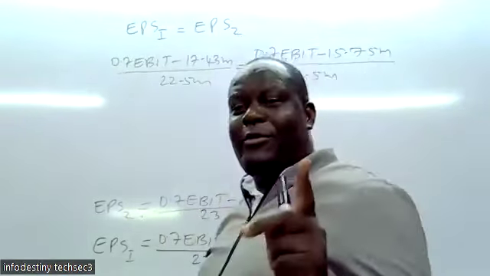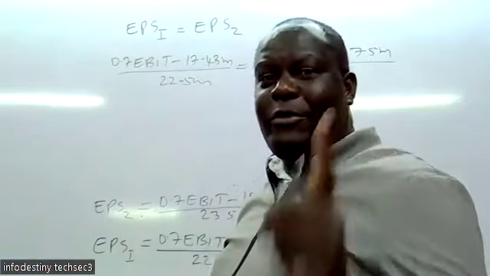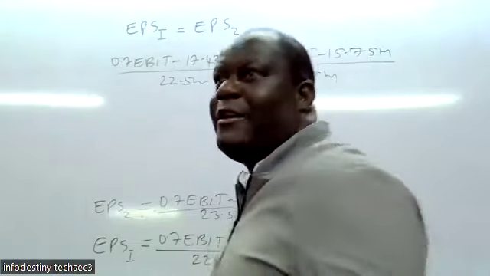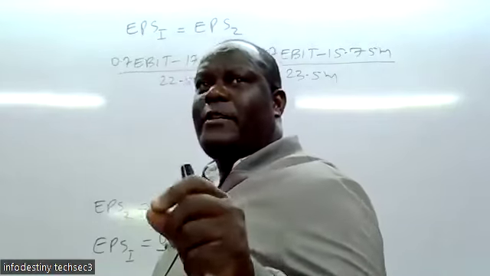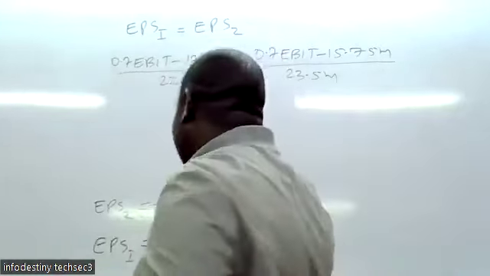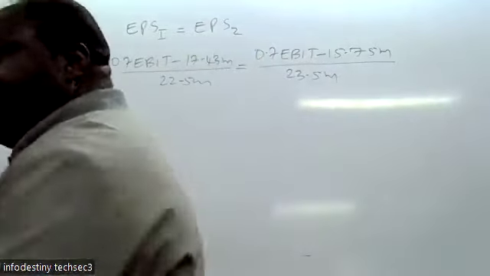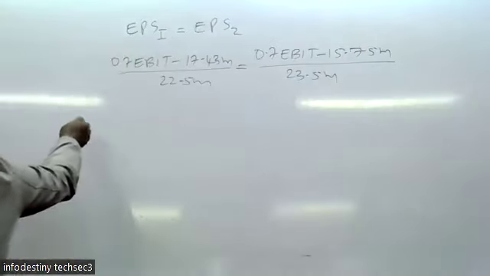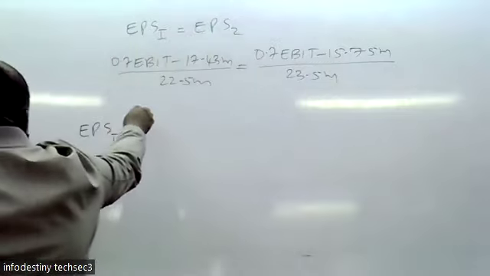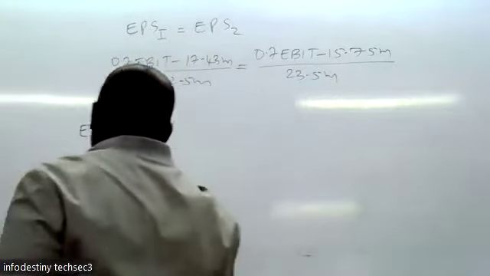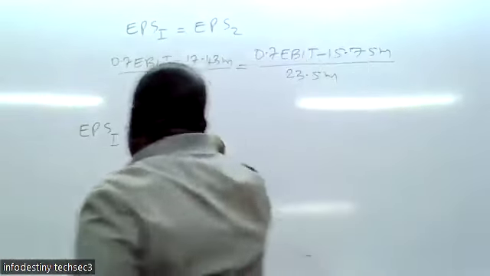So we go back to the two equations. Where there is earnings before interest and tax, you replace it with what you have calculated. Then we get the earning per share, because the question wanted earning per share and earnings before interest and tax at the point of indifference. Let us get earning per share for option 1. It will be 0.7 multiplied by, which figure have we said? 78.9.